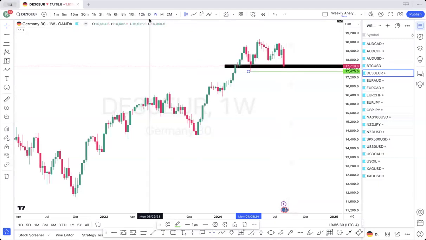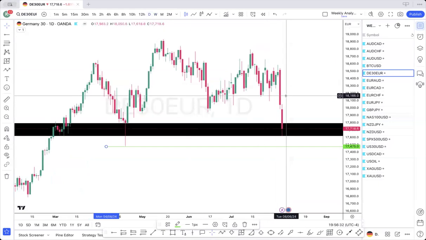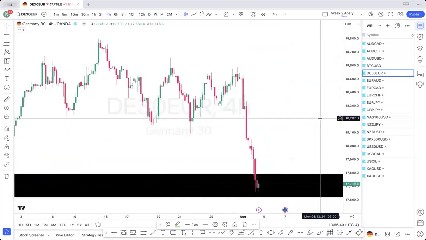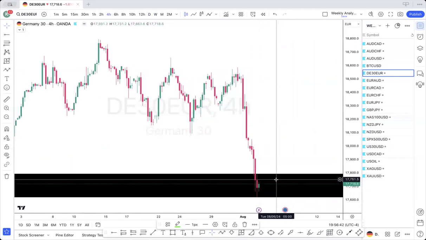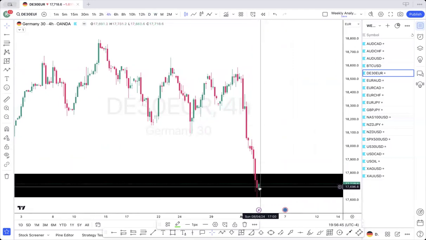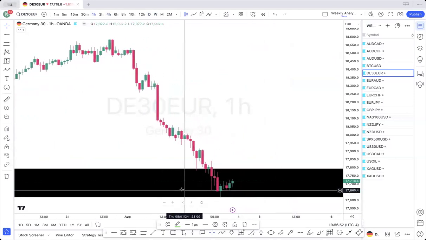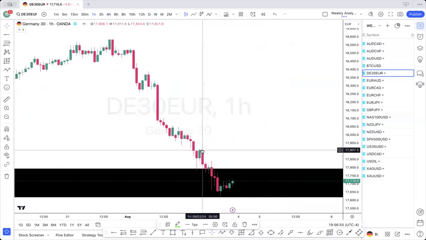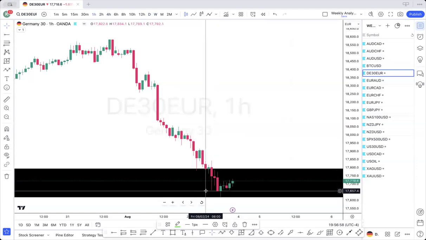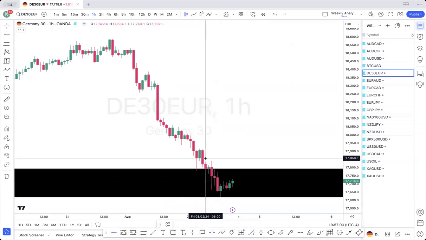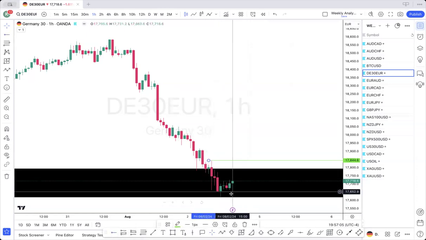Let's walk it down to the daily. We got a little rejection based on the daily. Let's go to the 4-hour. You got a little rejection. There's Todd's inside bar or whatever he wants to call it. So now I'm looking for market structure. Okay, so price broke here, and then price broke here. So I see an order block here.